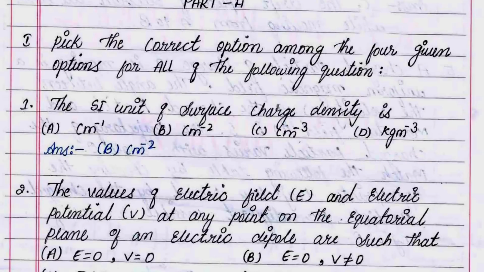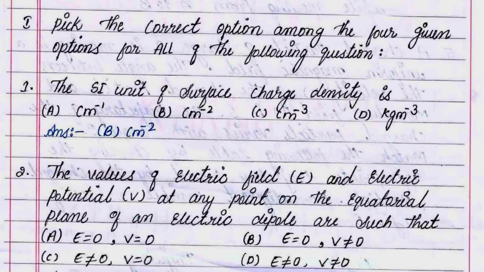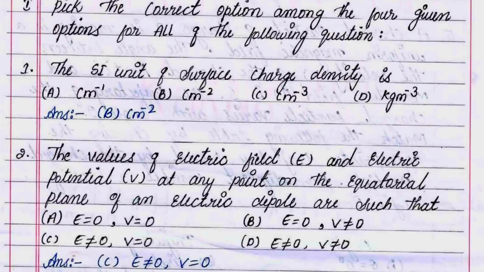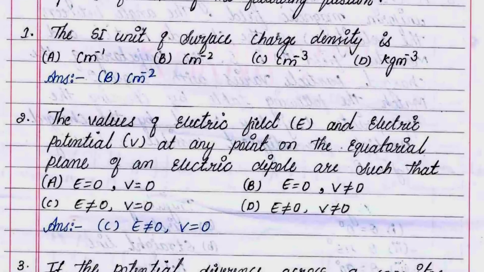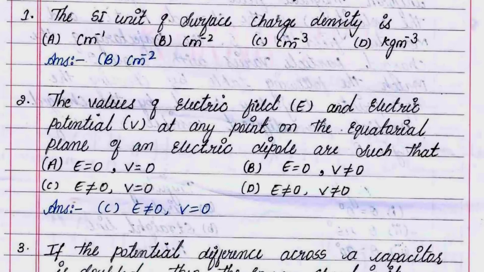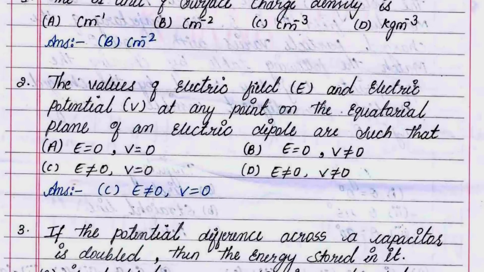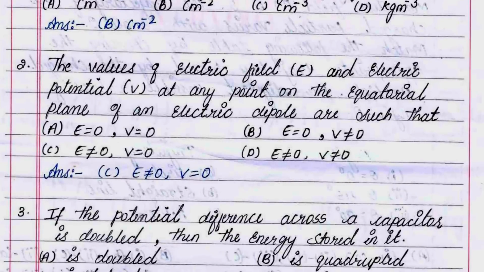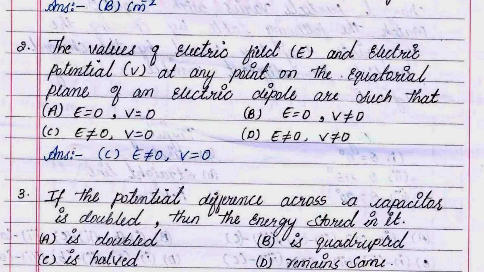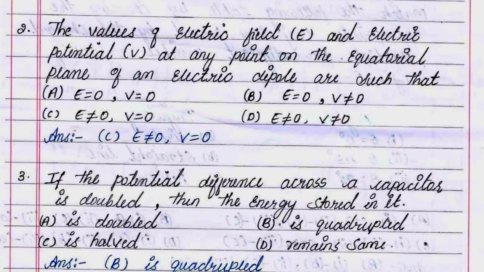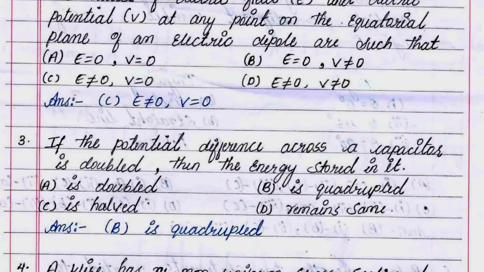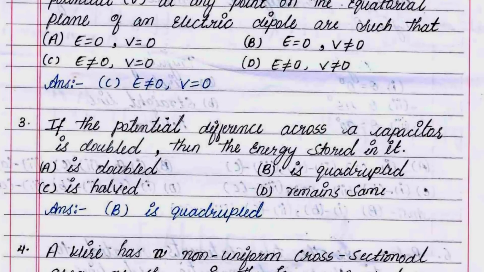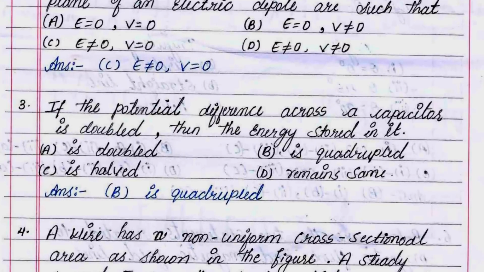Second, the values of electric field E and electric potential V at any point on the equatorial plane of an electric dipole are such that A. E is equal to 0, V is equal to 0, B. E is equal to 0, V is not equal to 0, C. E is not equal to 0, V is equal to 0, D. E is not equal to 0, V is not equal to 0, and the answer is C. E is not equal to 0, V is equal to 0.